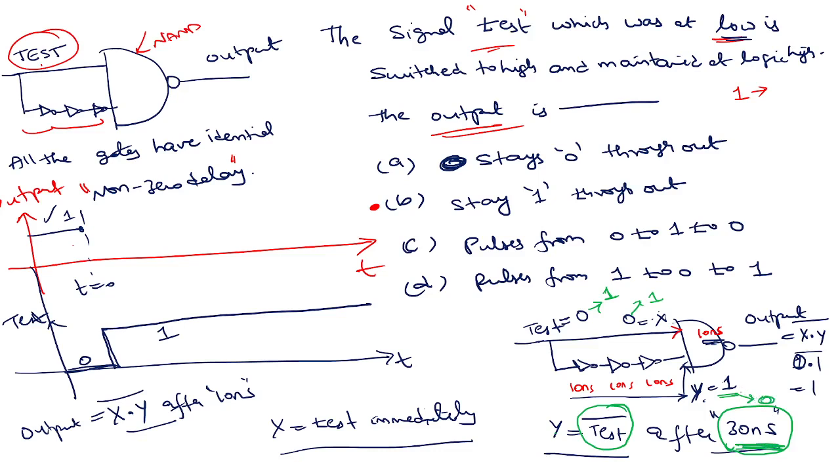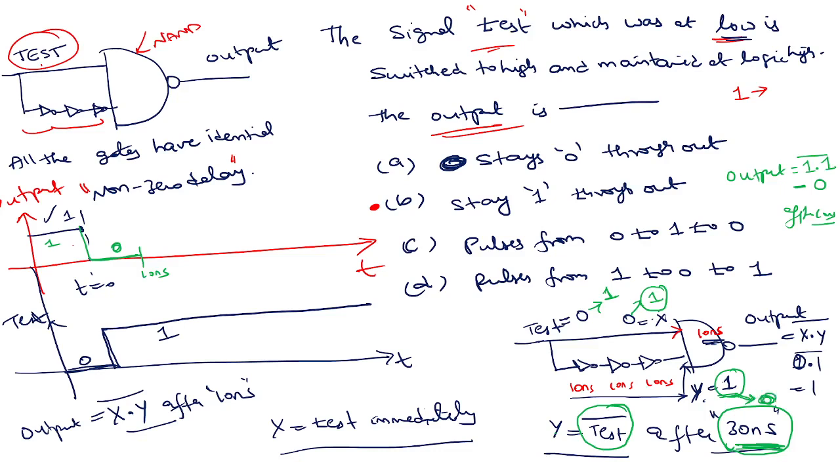So, in the process, what will happen? Your X has already become 1, Y is still 1, correct? So the output will be what? (1.1) whole complement equal to 0. This is after 10 nanoseconds, right? So after 10 nanoseconds from 0, output will become 0, correct? Now, after 30 nanoseconds, Y will become 0, correct?